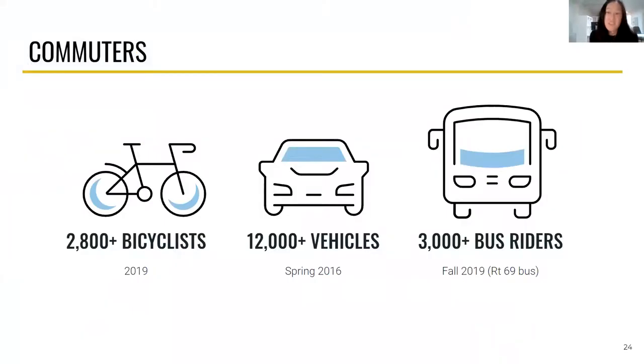And that gets to commuters, right? So that's another user group that we are aware of. There are commuters who are traveling by bike, by car, and by transit. And so that's another user group that we are keeping in mind. Next slide.